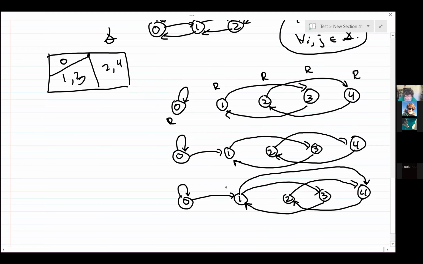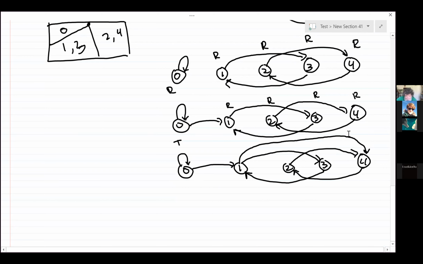This one has this one being transient. And then these are still recurrent. If you don't know why, ask me in the office hour. I'll go into it in more detail. What about this one? Well, this one is still transient, but now these are both transient. And these are both recurrent.